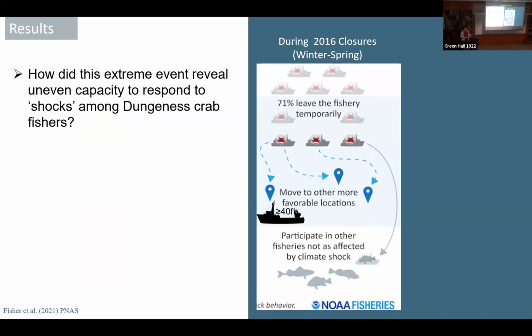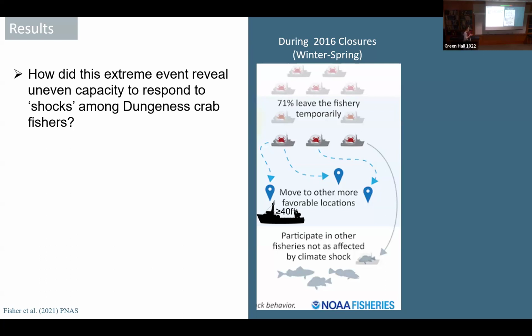There were some other vessels that were able to adapt in place by fishing for other fisheries during the closures, and that's at the bottom of this very nice graphic from NOAA. The specific fishery that people relied on varied by vessel size and location, but we did generally notice that there were a greater range of alternative fisheries at ports in Central California compared to Northern California.